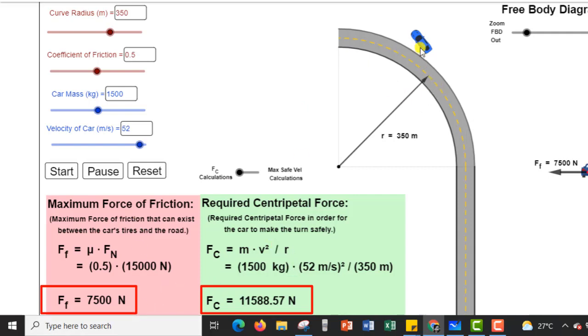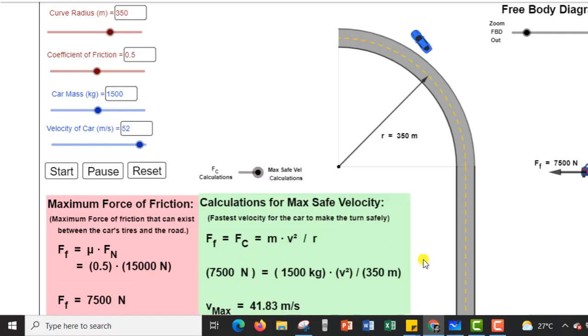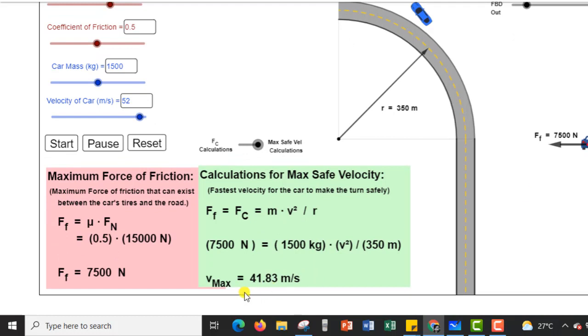That's why, if we want to safely make the turns, we must make sure our speed is not too fast. The maximum speed that allows us to make the turn safely is equivalent to the maximum force of friction, and we can calculate it. So the maximum speed we can go must be equivalent to the maximum static friction force that the tire of the car and the road can provide. So the maximum speed is 41.83.